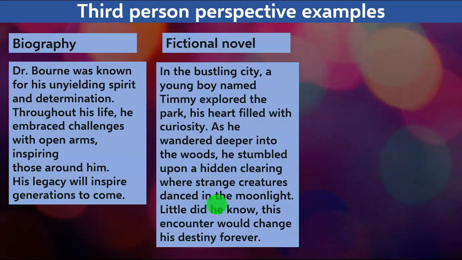Let us take an example of a fictional novel. In the bustling city, a young boy named Timmy explored the park, his heart filled with curiosity. As he wandered deeper into the woods, he stumbled upon a hidden clearing where strange creatures danced in the moonlight. Little did he know, this encounter would change his destiny forever. So friends, this is an example of a fictional novel which is written in the third person perspective, right? You use pronouns like they, he, she, right?